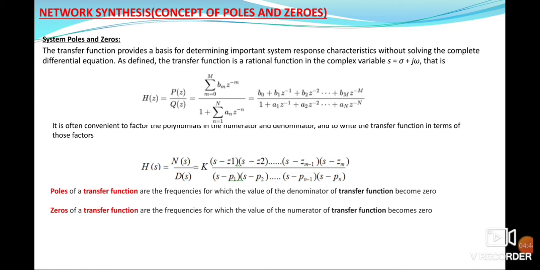And calculating poles and zeros of a transfer function is important, specifically poles, because they determine the stability of the system. So we will concentrate mainly on how to calculate the poles and zeros of complicated equations.